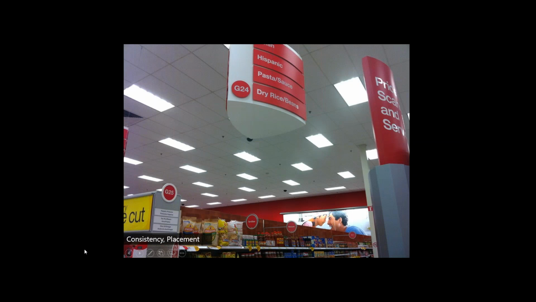Target also does a nice job with their signage hierarchy. So the large signs that we looked at in the last slide are the high-level department signs, and then this is in the grocery area. So they've got the aisle sign that tells you where the stuff is. There's also a smaller sign down below at the end of the aisle that gives you a little bit more detail, and then the shelf talkers that say exactly where the section is along the shelf. It does a really good job.